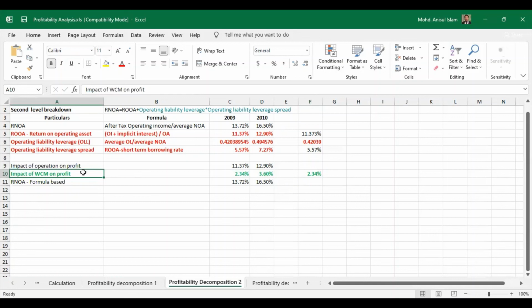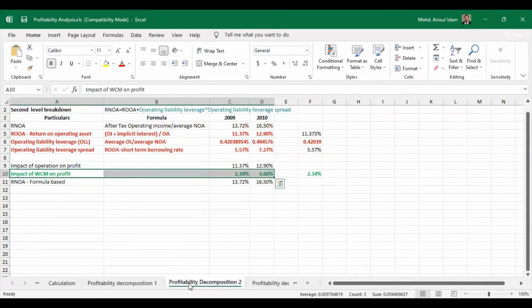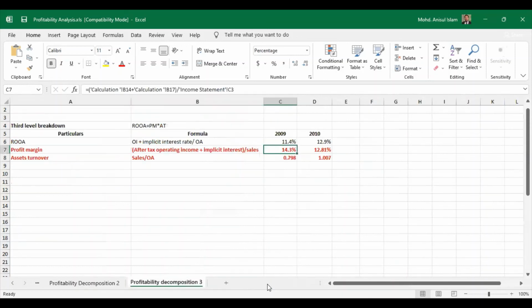So if you have the information for both Dell and Telephone Shilpo Shasta, you'll see these percentages, the impact of working capital management, will be a greater number for which company? The Dell company. Okay. So in summary, the financial leverage creates value, which is evident from the profitability decomposition in level 1. But working capital management also creates value, which is evident from the profitability decomposition in level 2 breakdown. Okay. Now let's turn to level 3 breakdown.